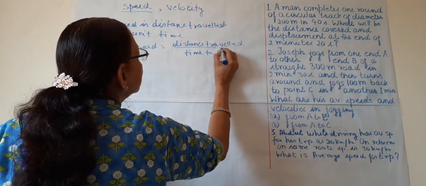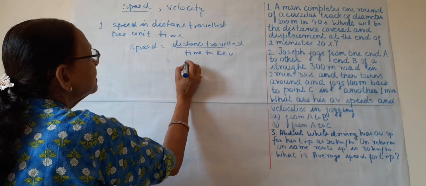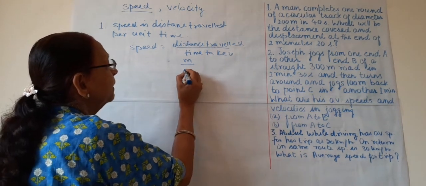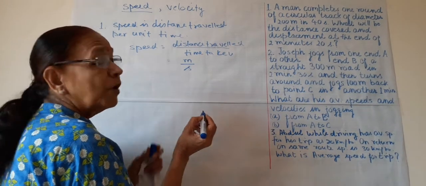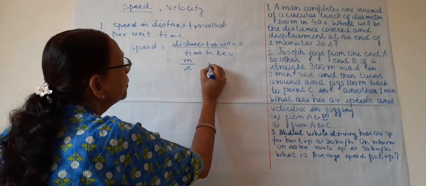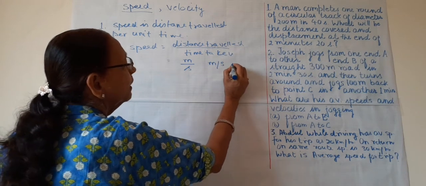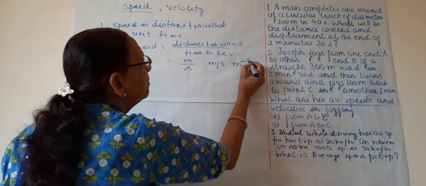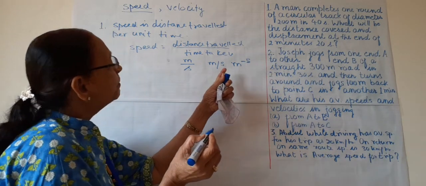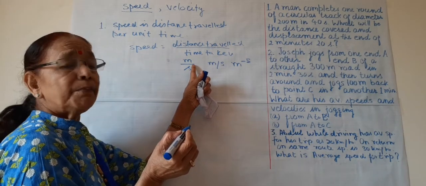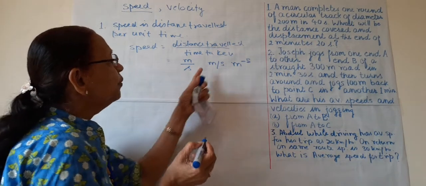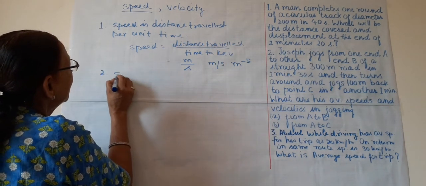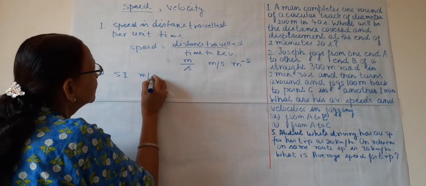So what are the units of distance? The unit of distance is meter, the SI unit. The unit of time is second, the SI unit. So what should be the unit of speed? It should be meter per second, or we can write it like this also, meter per second. So the SI unit of speed is meter per second. I can write here SI unit, meter per second.